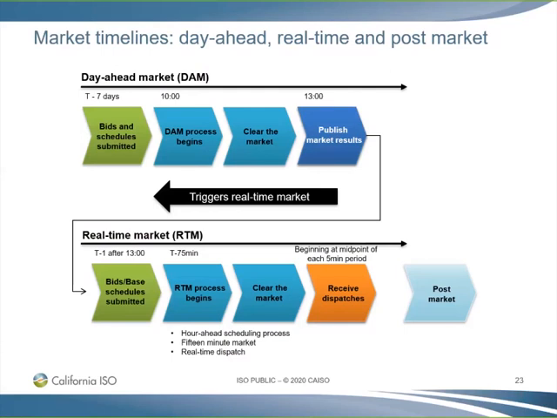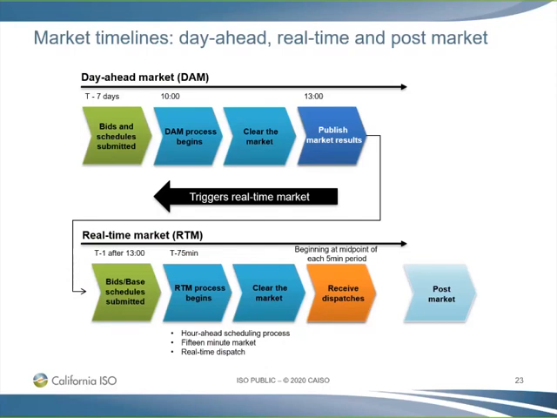The second process is the integrated forward market, which establishes the generation needed to meet bid-in demand. Market prices are set based on bids. And lastly, the residual unit commitment process secures capacity from additional resources in order to meet the forecast demand for the next day. These processes are co-optimized to produce a day-ahead schedule at least cost while meeting local reliability needs. The final step of the day-ahead market is to publish the market results at approximately 1300.